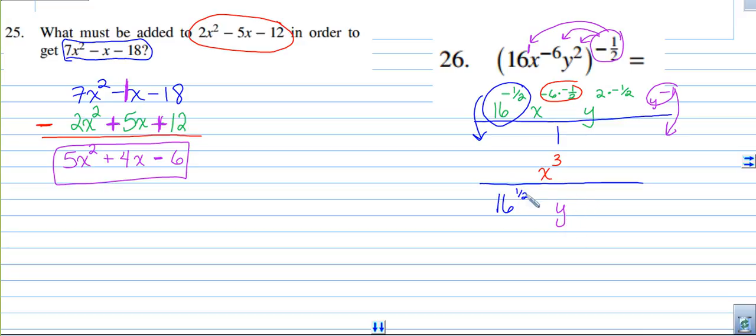And then 16 to the 1/2 power, if you had your calculator, you could type it in there, or it really means the square root of 16, and the square root of 16 is 4. So your final answer would be x to the third over 4y.